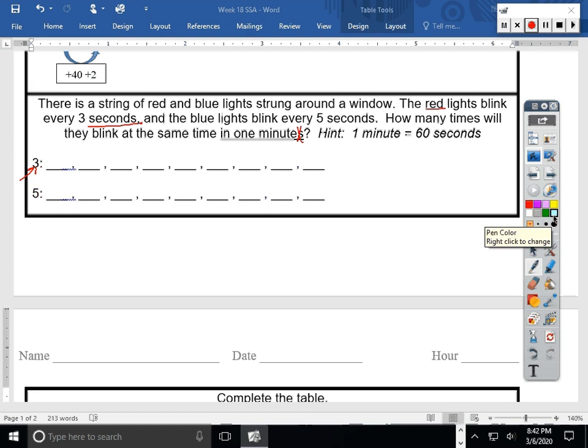So it says the blue lights are blinking less frequently, every 5 seconds, right? So I'm going to count by 5 seconds. 5 seconds, 10 seconds, they're going to blink again, 15 seconds. So let's go ahead and do our skip counting together and see what we notice.